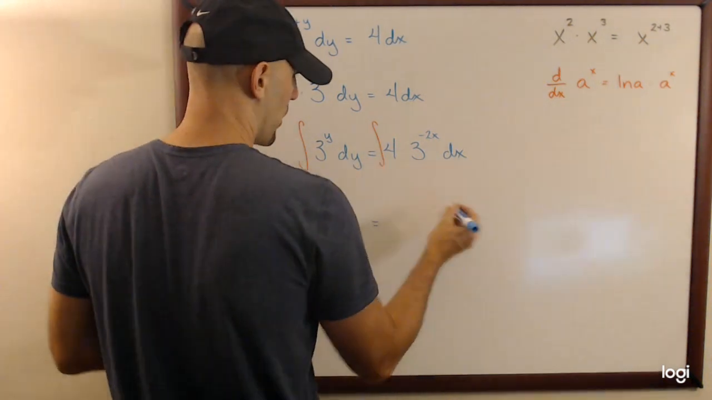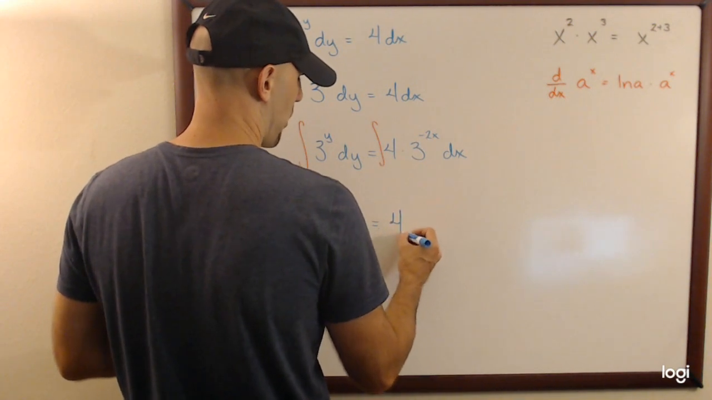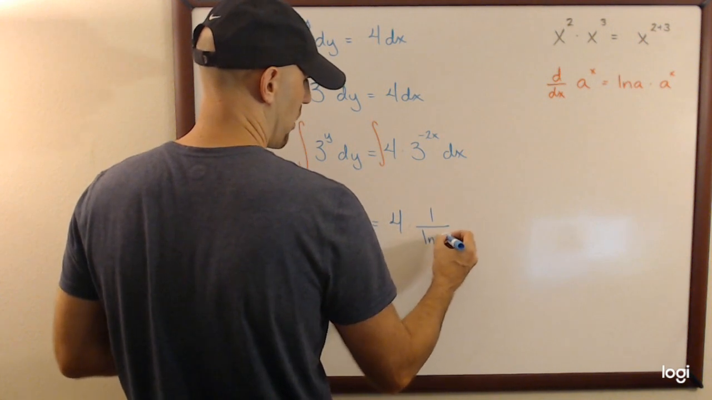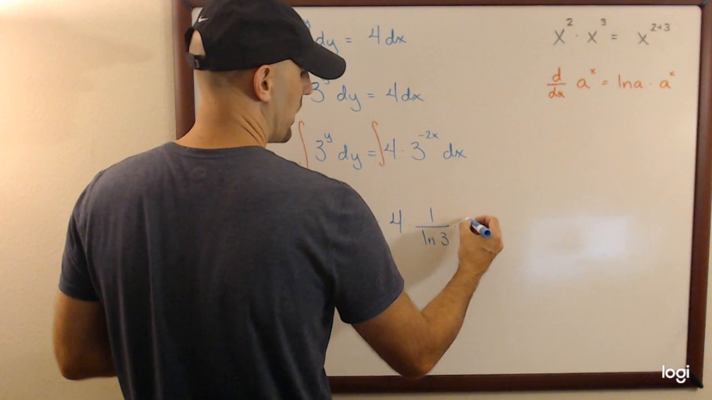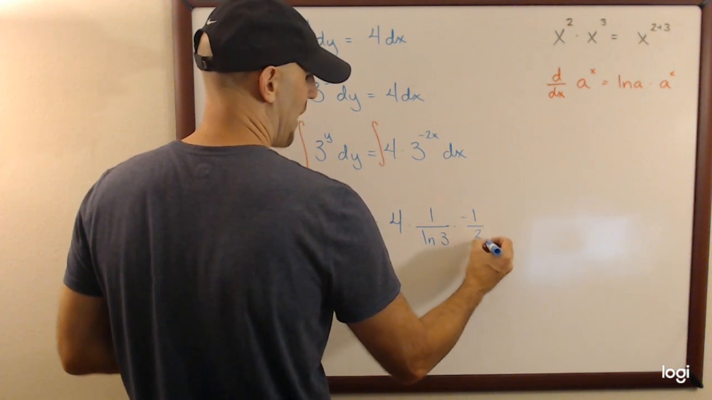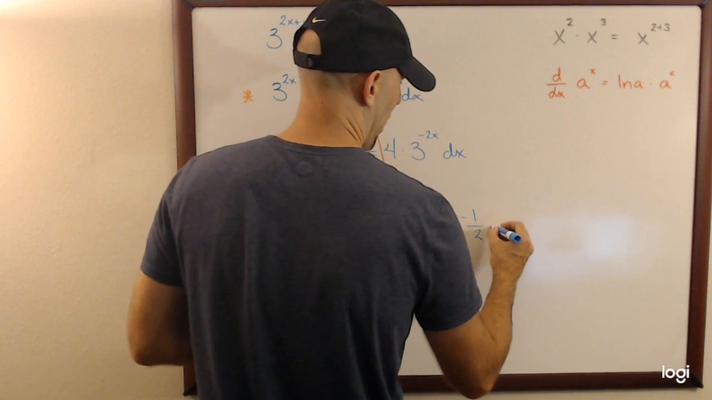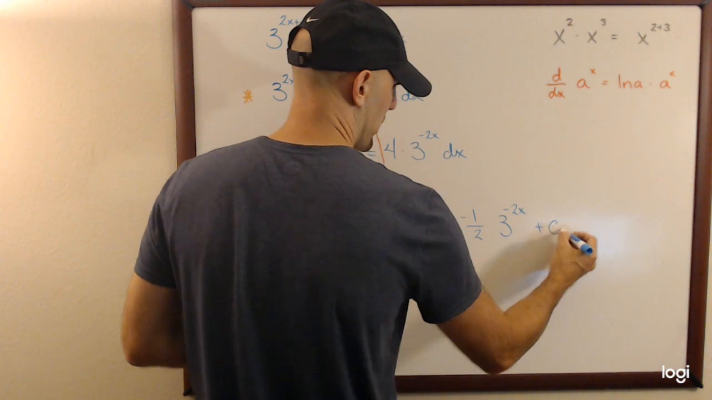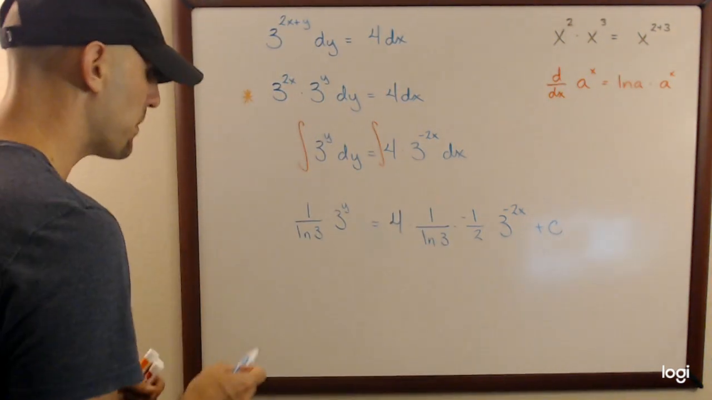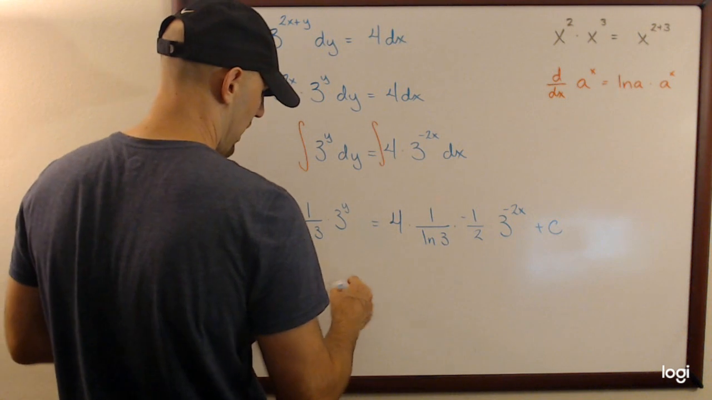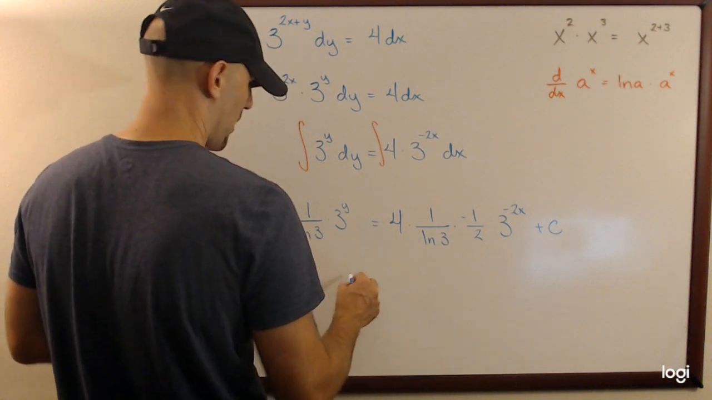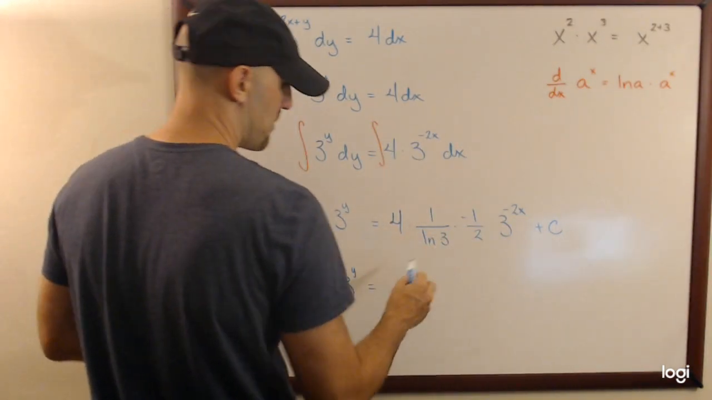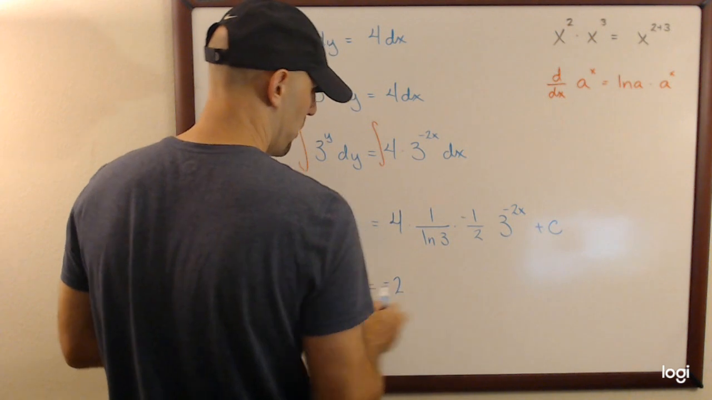Okay, I'll actually write out the pieces though. So I've got 4 times the integration here, which is 1 over the natural log of 3, and I'm also going to get negative 1/2 from my substitution, and then again times 3 to the negative 2x, and I'll put my plus c right here. So cleaning all these things up, on the left-hand side, I'm going to have 3 to the y. On the right-hand side, 4 times negative 1/2 is negative 2.